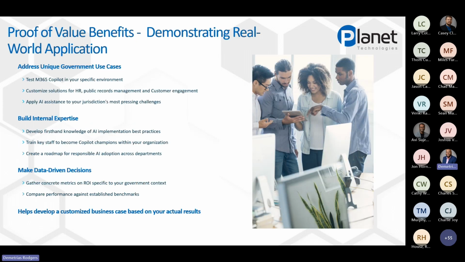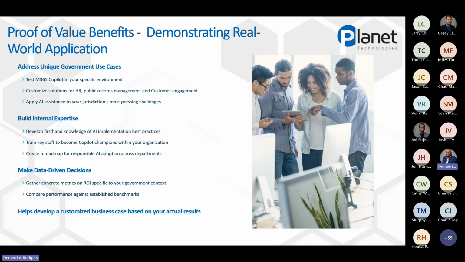And so the Copilot proof of value engagement helps you identify those benefits in the real world, right? Specific to use case identification, we work with you to identify those high value business cases. We can test and explore Copilot in your environment. You can create customized agents in terms of HR, public records management, customer engagement. Specifically today, those live in a SharePoint environment, and a lot of customers keep all the data in their M365 tenant, so that would be good.